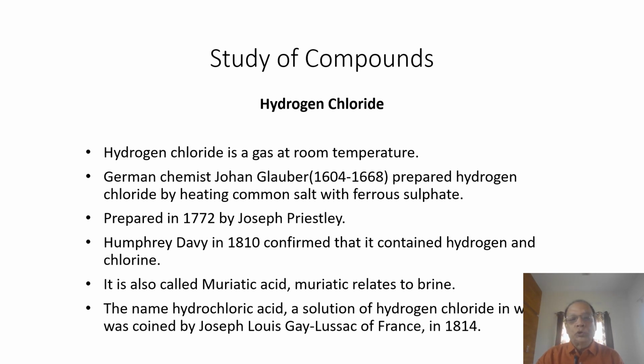German chemist Johann Glauber (1604–1668) prepared hydrogen chloride by heating common salt, that is sodium chloride, with ferrous sulfate. It was prepared by Joseph Priestley in 1772, and Humphrey Davy in 1810 confirmed that it contained hydrogen and chlorine. It is also called muriatic acid.